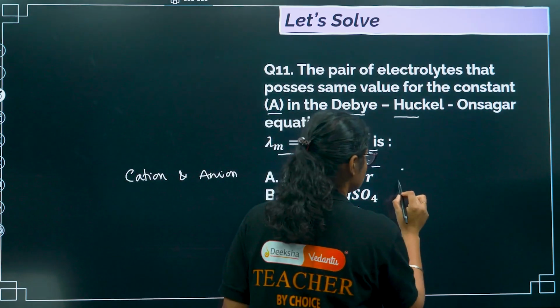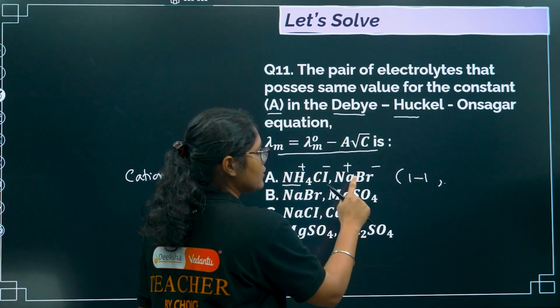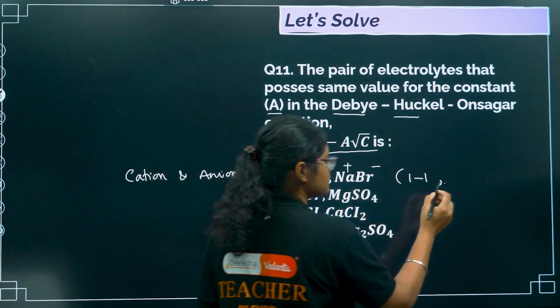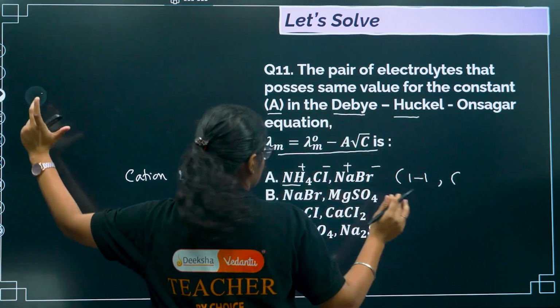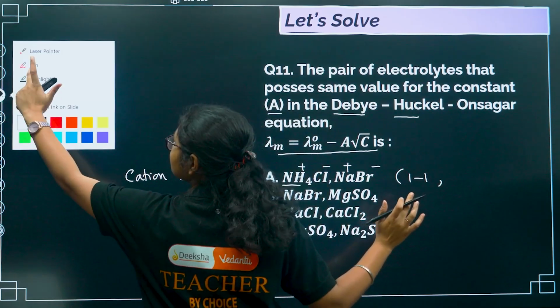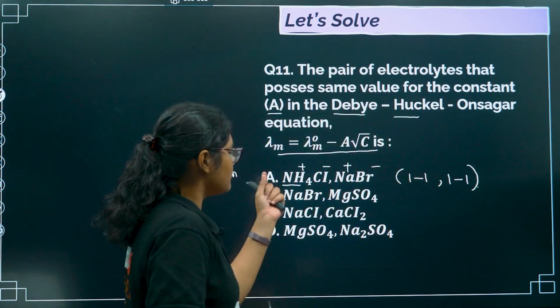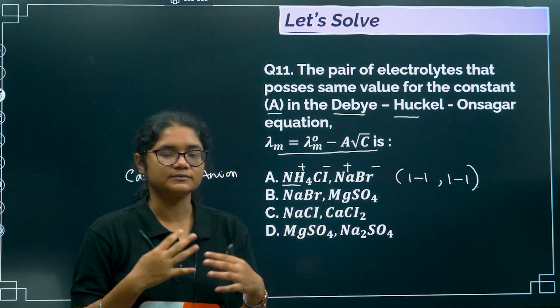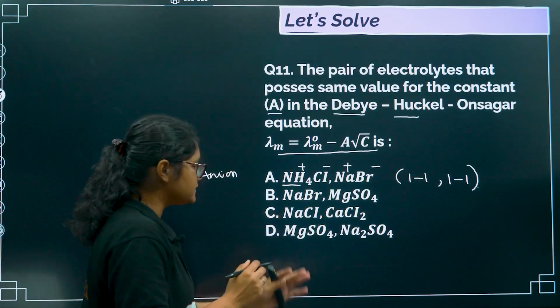So this electrolyte, NH4Cl, we can call it 1 type of electrolyte, and Na is plus 1, Br is minus 1, so this is also a 1 type electrolyte. So now both are 1 type, right? Because both are 1 type, they will have the same A value. Now let us see the next one.